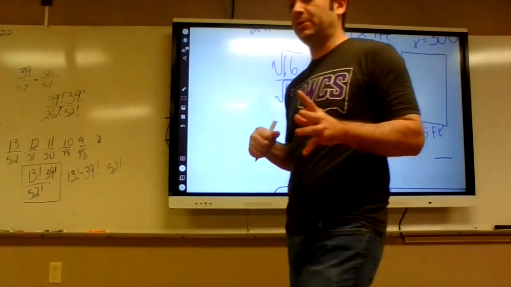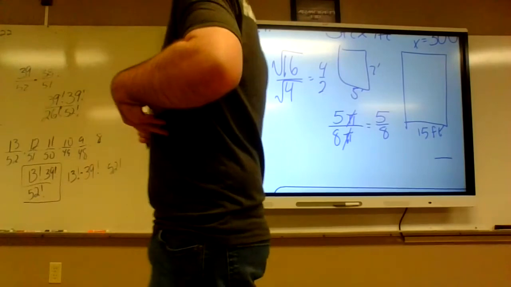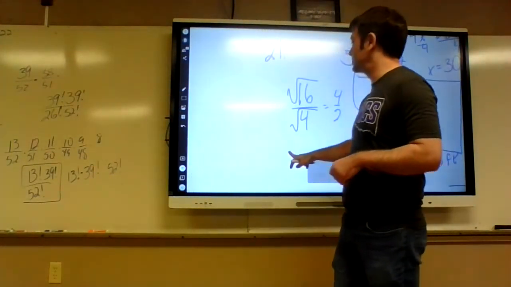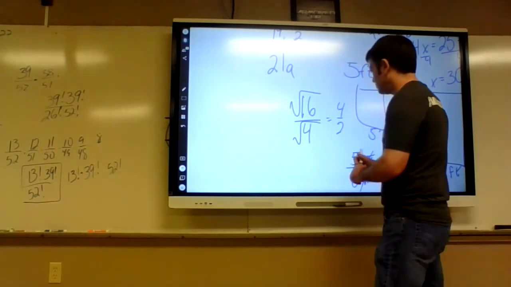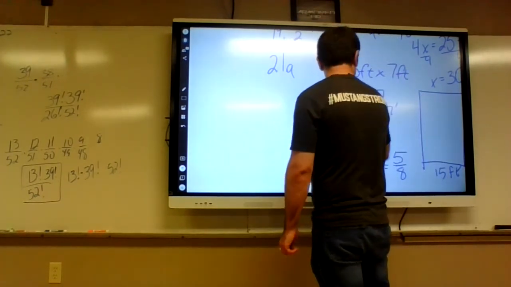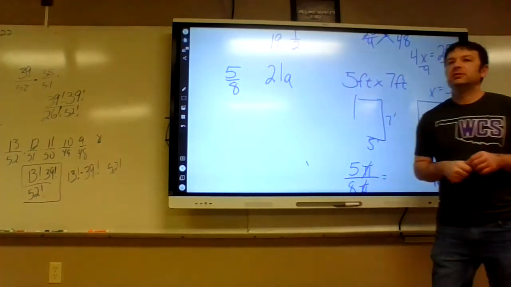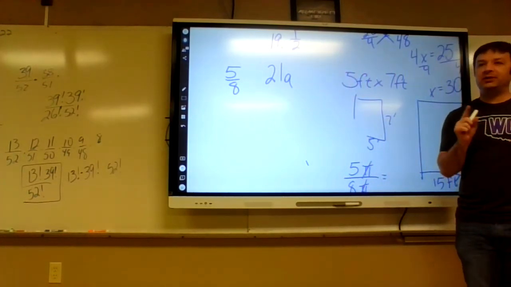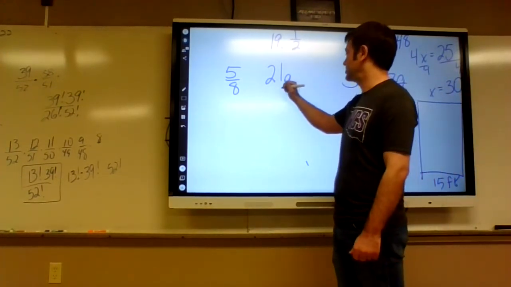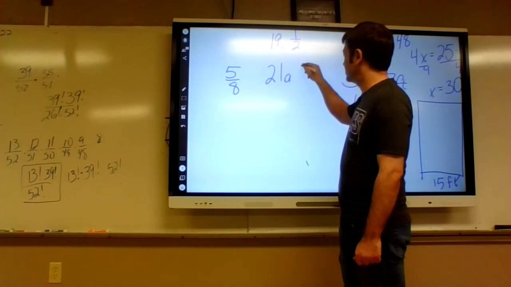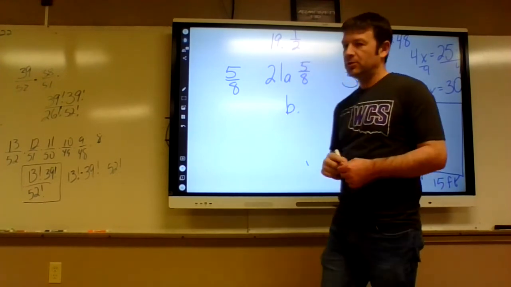Now let's look at the question. 21a says, what's the ratio of the radii of those spheres? 5 to 8. Radii are types of lengths. A radius is just a line segment. So it's also going to be 5 to 8.